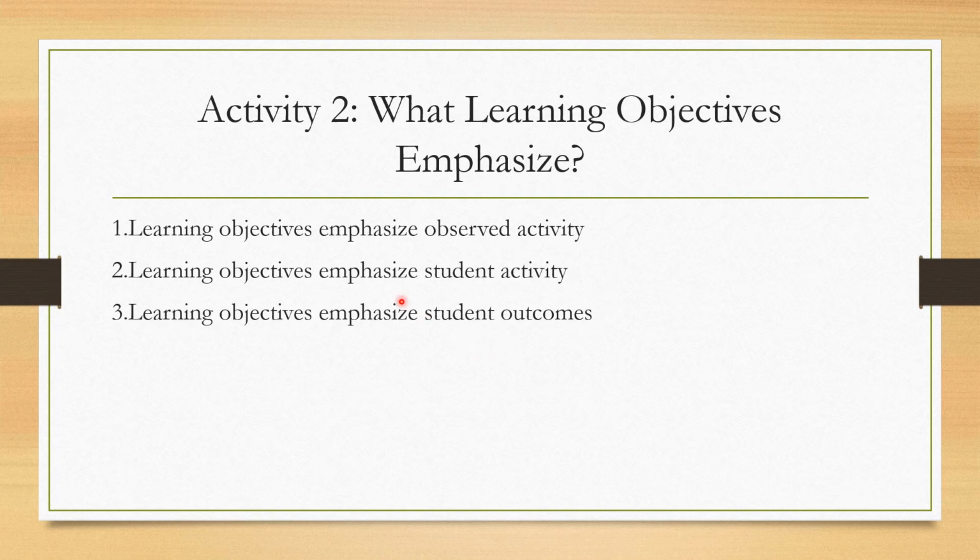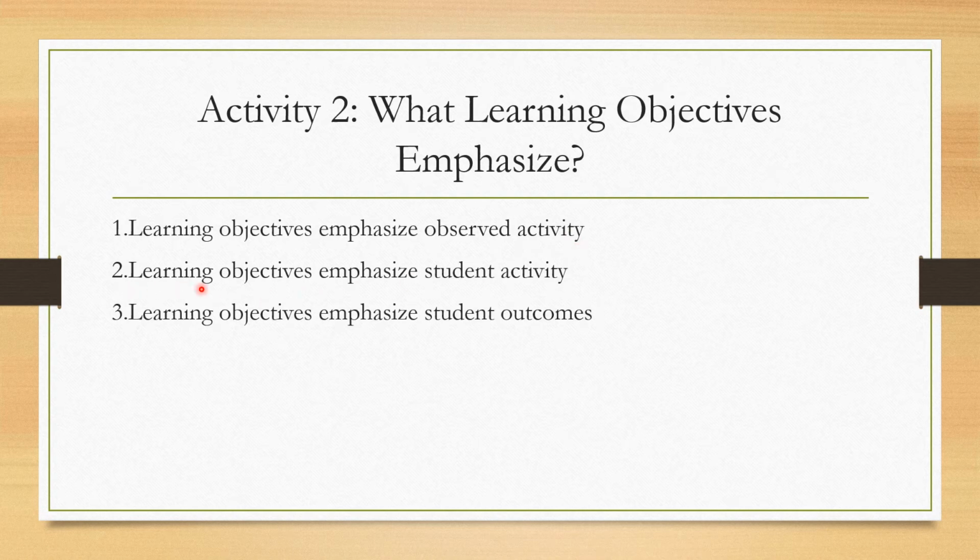So when we say learning objectives emphasize observed activity, the only way you can determine whether or not a student has learned something is to observe some kind of behavior that indicates learning has taken place. This behavior may range from correctly answering multiple choice questions to requiring that the students actually demonstrate a skill. So that is learning objectives emphasizing observed activity.